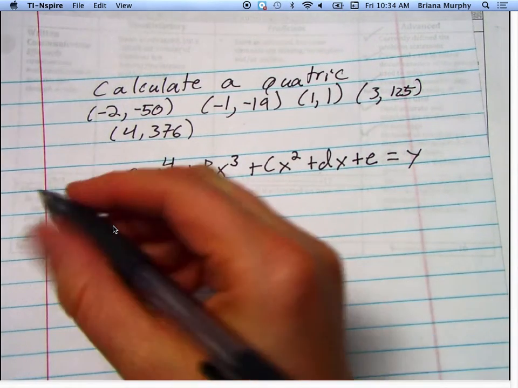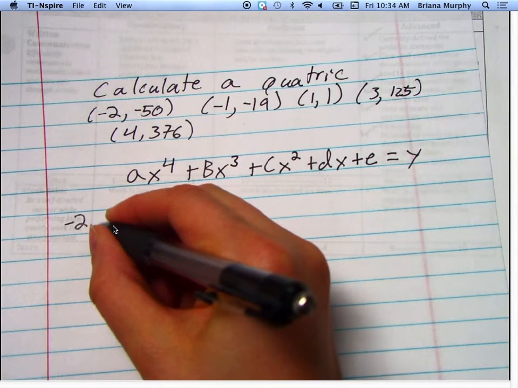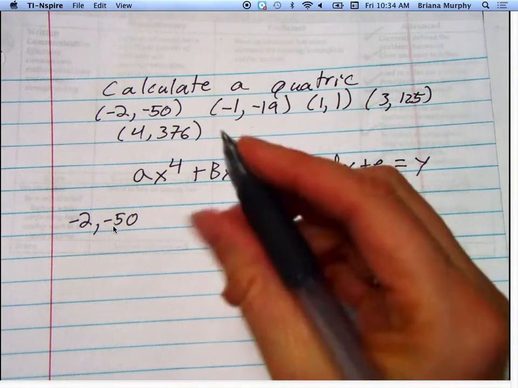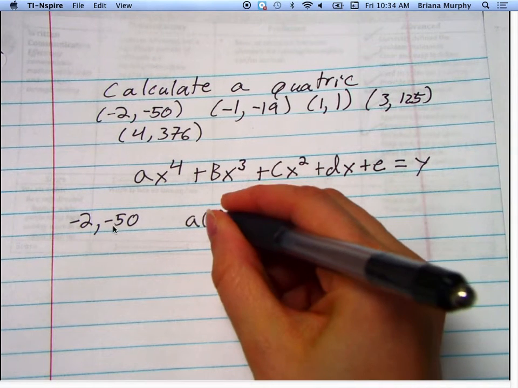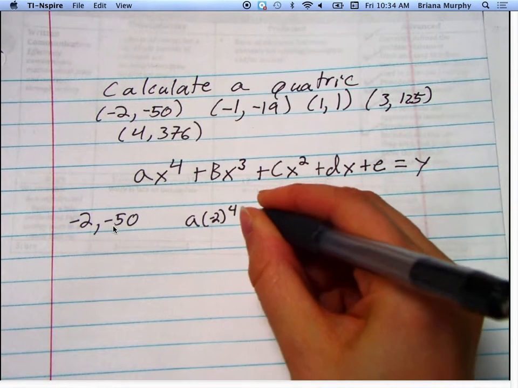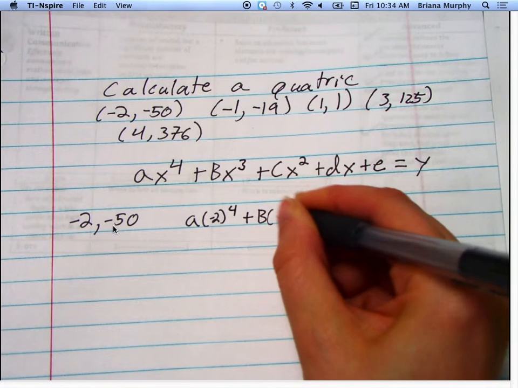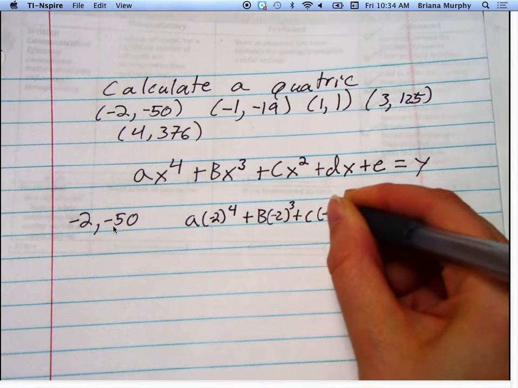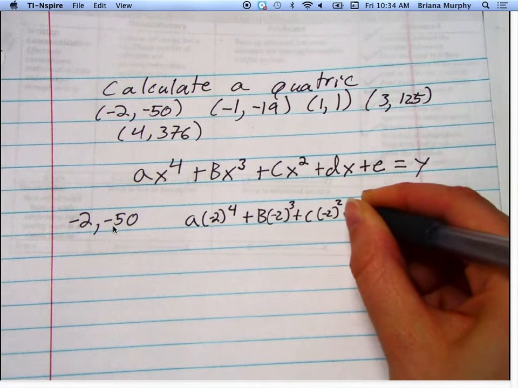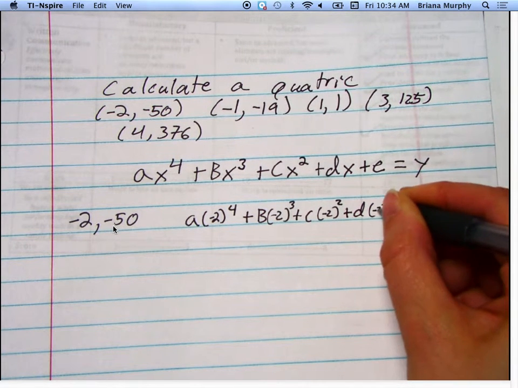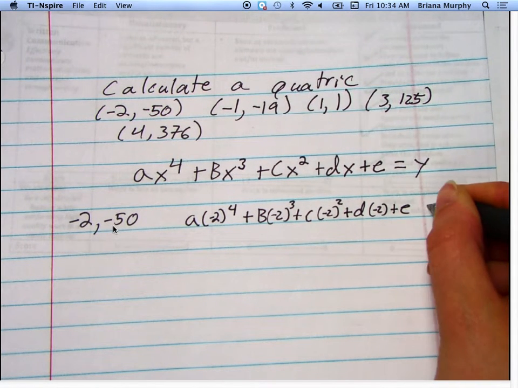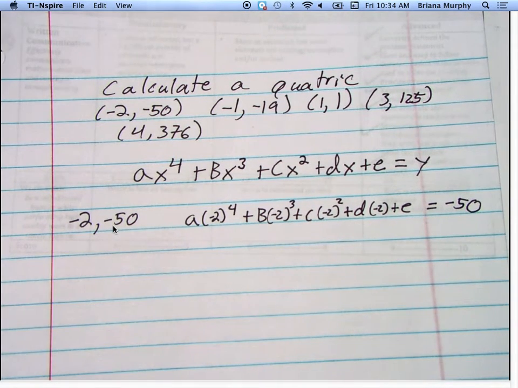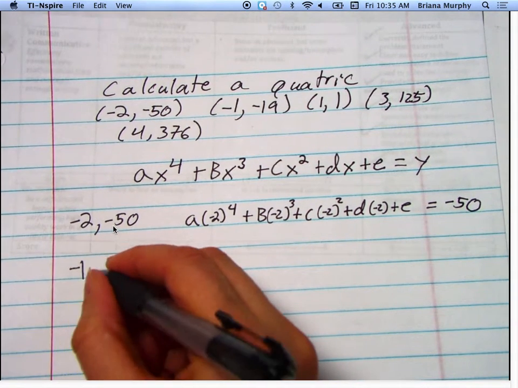All right. We're plugging in -2 and -50, okay? So I'm going to do the first one. A times -2 to the 4th plus b times -2 to the 3rd plus c times -2 squared plus d times -2 plus e equals -50. Who wants to do the next one? They got lots of negatives.